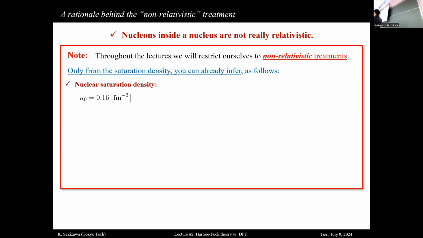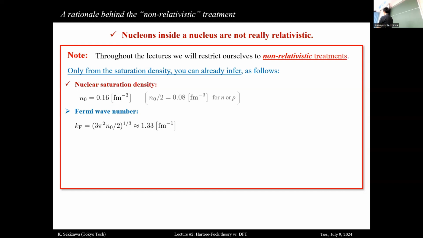As I explained in the first lecture, the nuclear density is saturated. This comes from the experimental evidence of the A to the 1/3 dependence of the nuclear radius. From that fact, we know that nuclear density is saturated. Since there are two kinds of fermions, neutrons and protons, let's assume that the density of each species is just half of this saturation density.